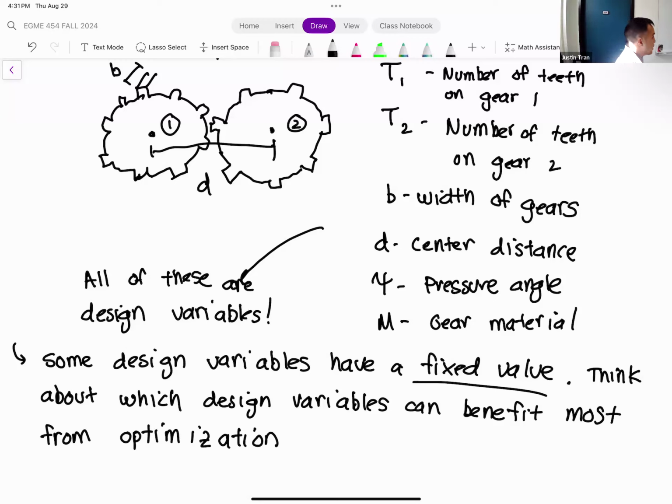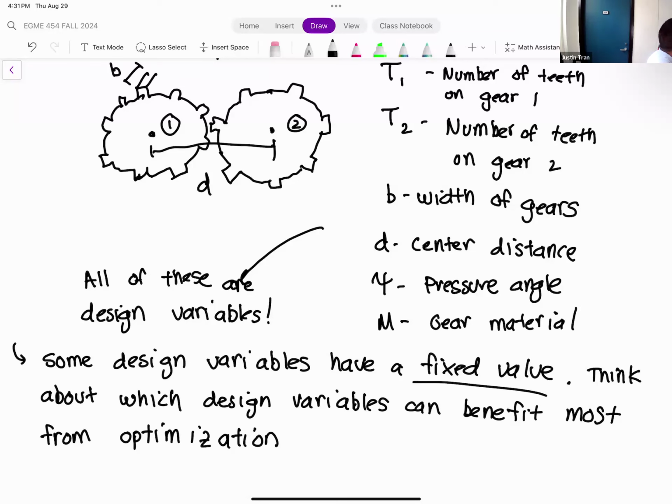So what I've always learned, when you're tackling optimization problems, is to think about the design variables that can benefit the most from optimization. There's a thing in optimization called the curse of dimensionality, where the more design variables that you add to the problem, the more expensive and the more time consuming it's going to be.